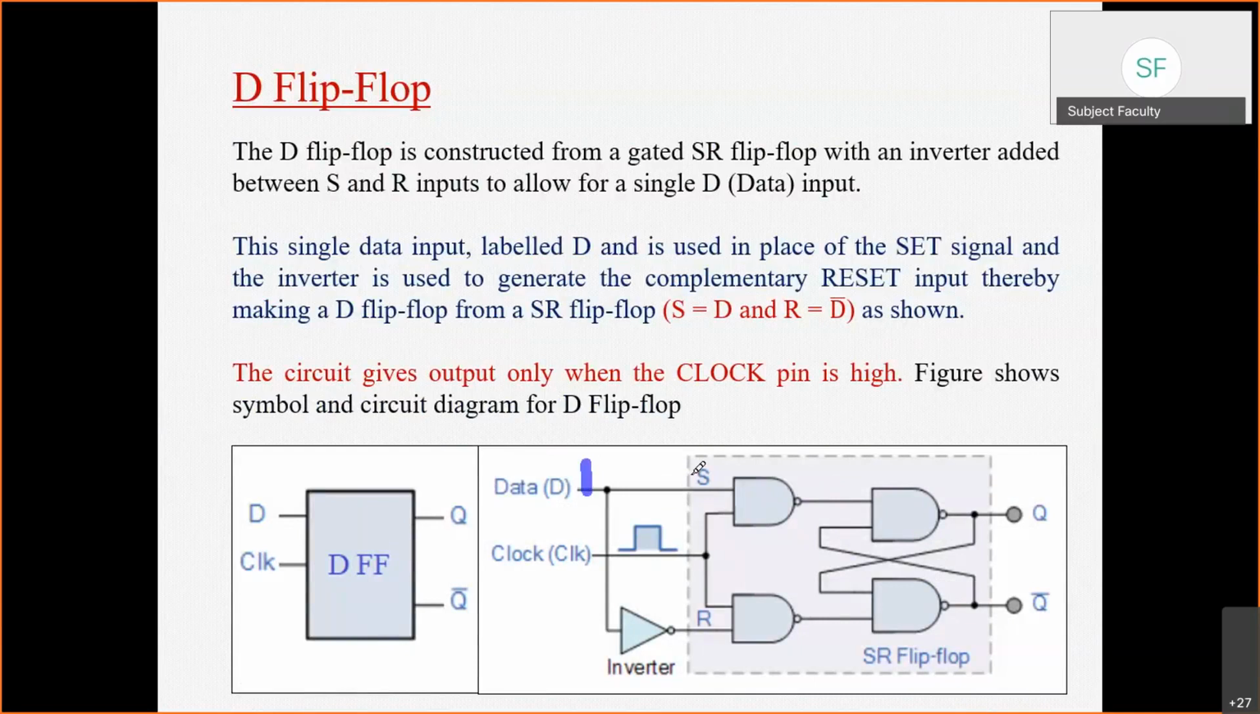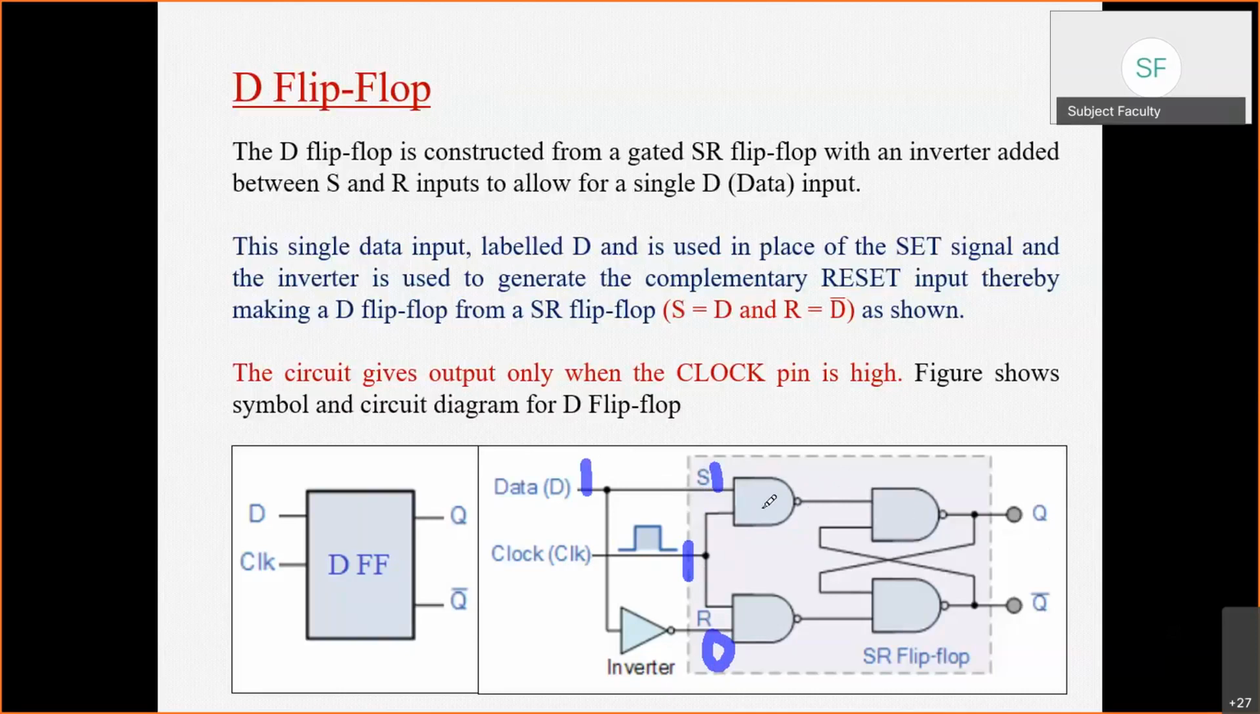Again, if D is equal to 1, the set terminal will be 1 and reset will be 0. The clock will be 1. So we have just observed the value of reset. It was high, so hence we have written Q is also high. Okay, but if you are having any confusion in this, then you can go stepwise.